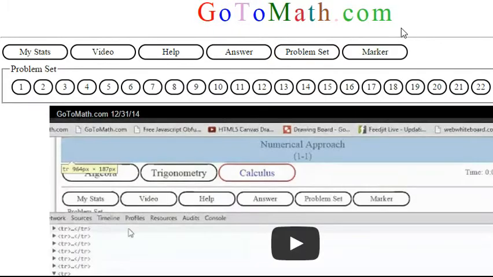Alright, so we're over here at gotomath.com. Got to get the problem written down correctly the first time around. Alright, see you in the next problem.